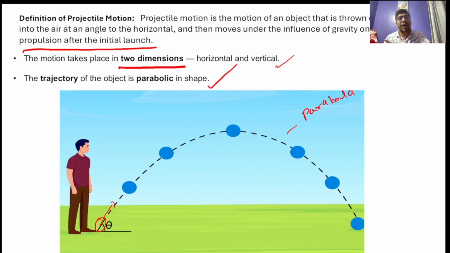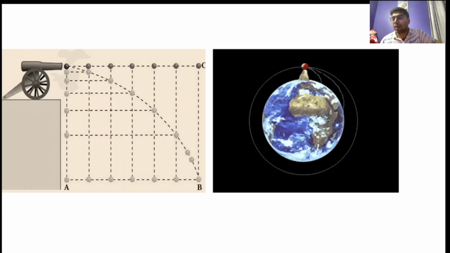Understood? Here two dimensions are required, meaning the object must travel along two axes. Clear? Next, the trajectory of the motion must be of parabolic shape. Clear? So these are the two basic conditions of projectile motion. Any doubt? No. Now move further.